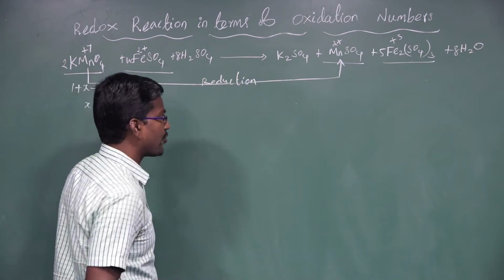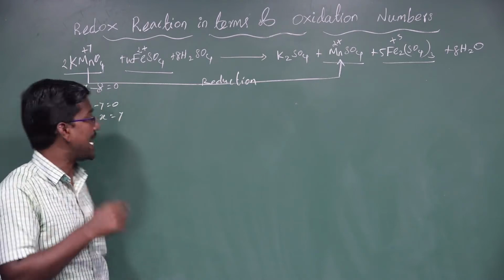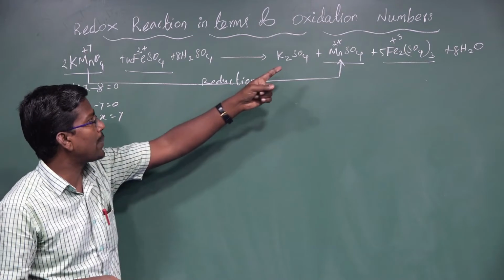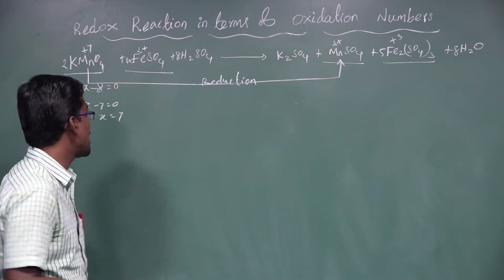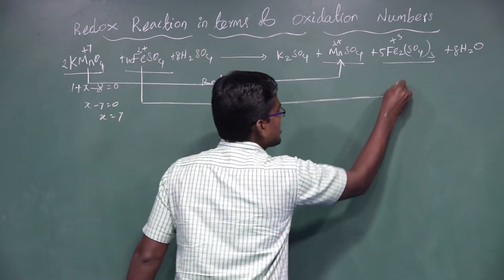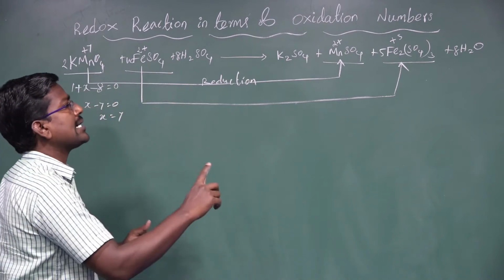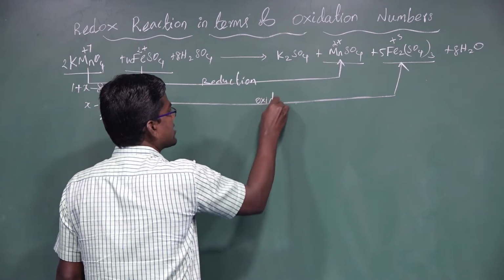What is the meaning of reduction? A decrease in oxidation number is known as reduction. Here plus 7 is reduced to plus 2, so this is a reduction process. Another one: the plus 2 oxidation state of ferrous changes into the plus 3 oxidation state of ferric. Here the oxidation number increases, so this is an oxidation process.